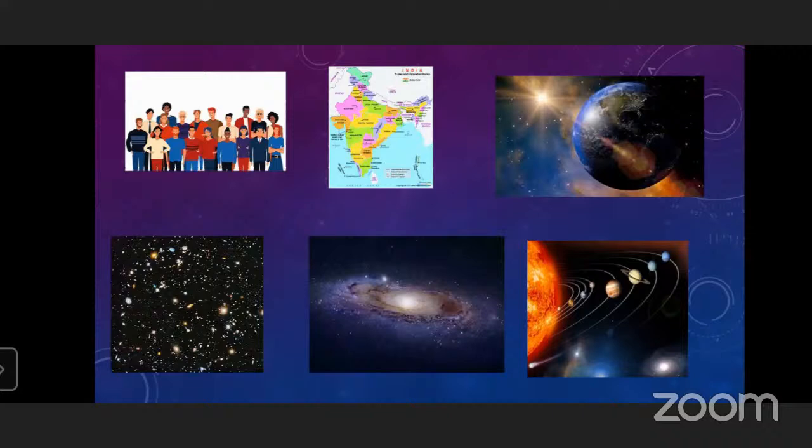You know, every object in the universe is not stationary. As our earth revolves around the sun, the sun revolves in the Milky Way galaxy. Our Milky Way galaxy revolves in this giant universe. So every time the position of everything is changing, nothing is stationary, everything is dynamic.